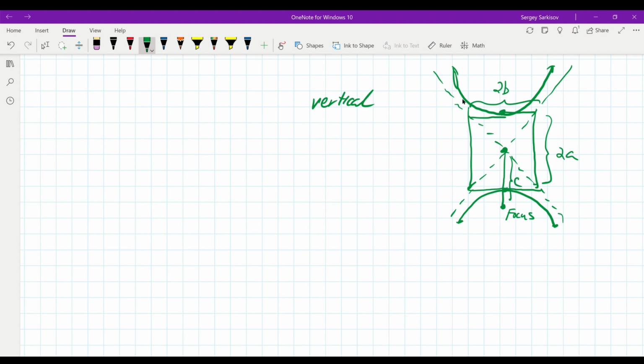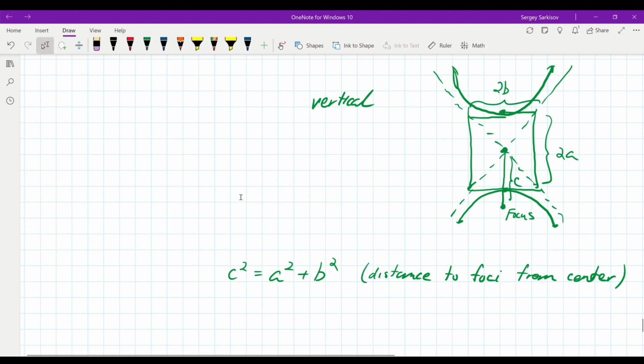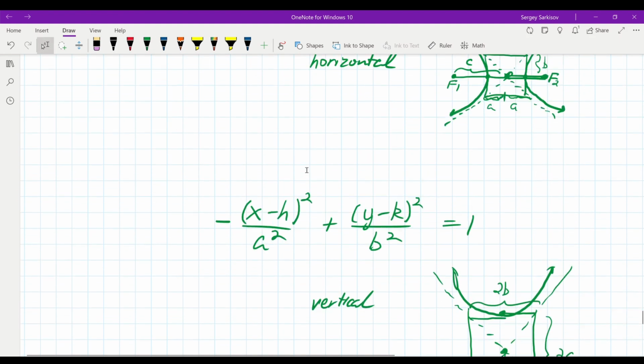Okay. So what is C? C, you see, is longer than little a and little b. So C squared will actually be a squared plus b squared. No need for absolute value. And that's the distance to the foci from the center. That's what distance C is.